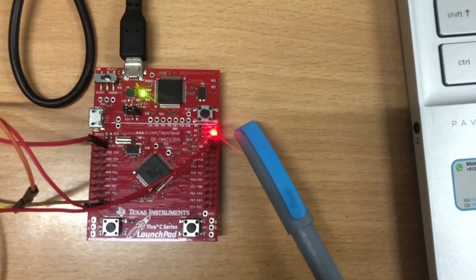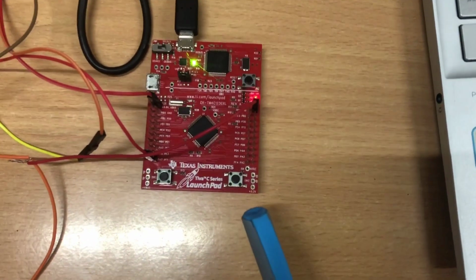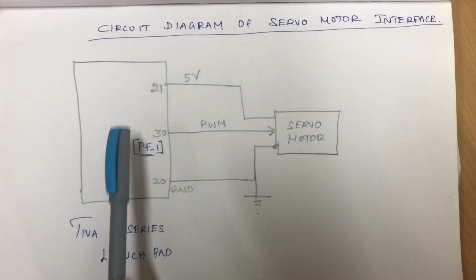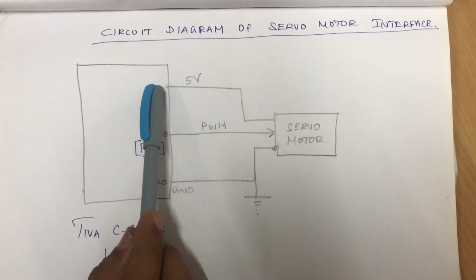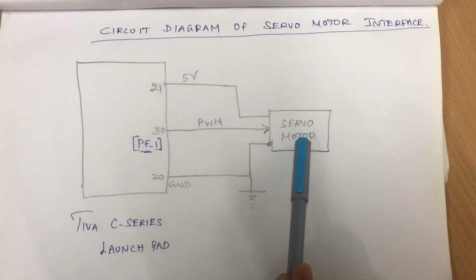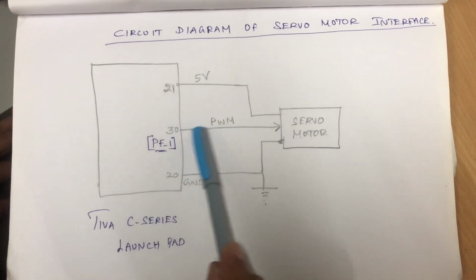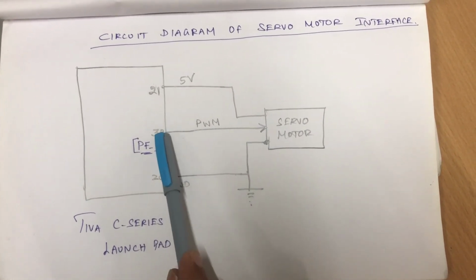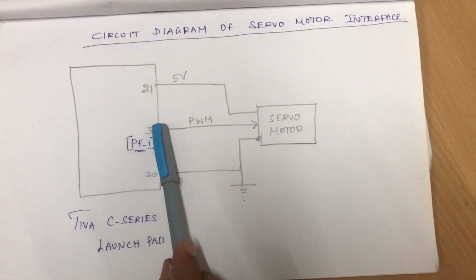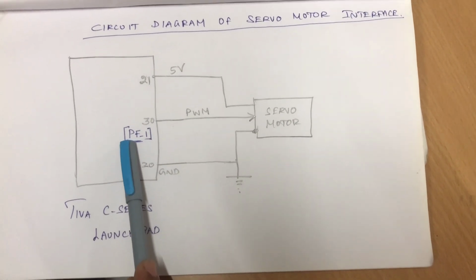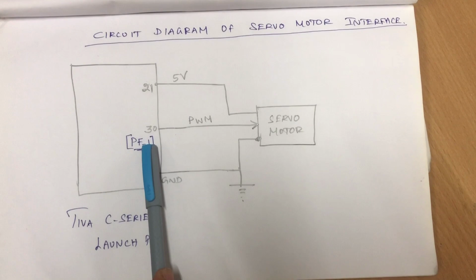Okay, so if you look at the block diagram of this, you can see the TIVA C series launchpad, in this there are 3 pins. One is 5 volt power supply must be given to the servo motor, and the ground has to be given to the servo motor, and we have to give the PWM signal from the microcontroller, which is taken from the 30th pin of the launchpad, which is nothing but your TIVA microcontroller's port F's first pin.